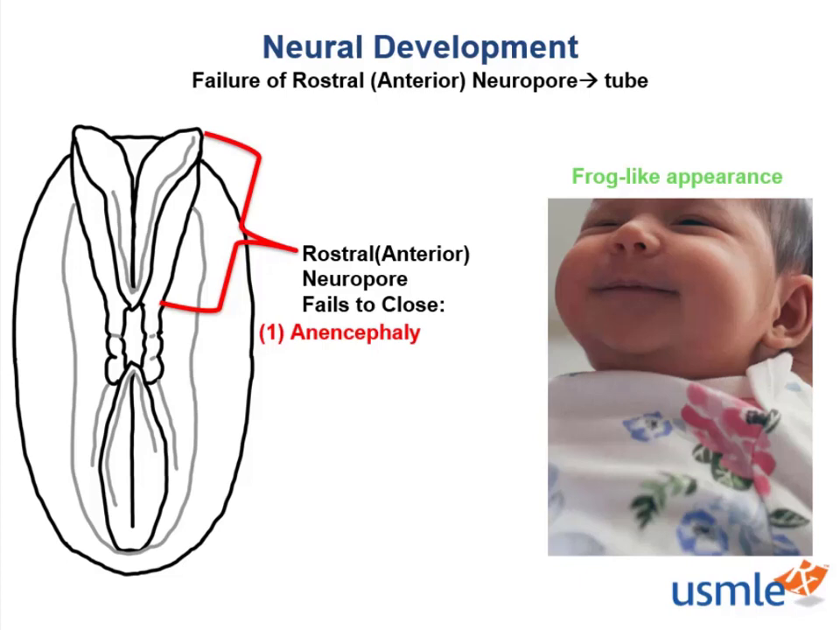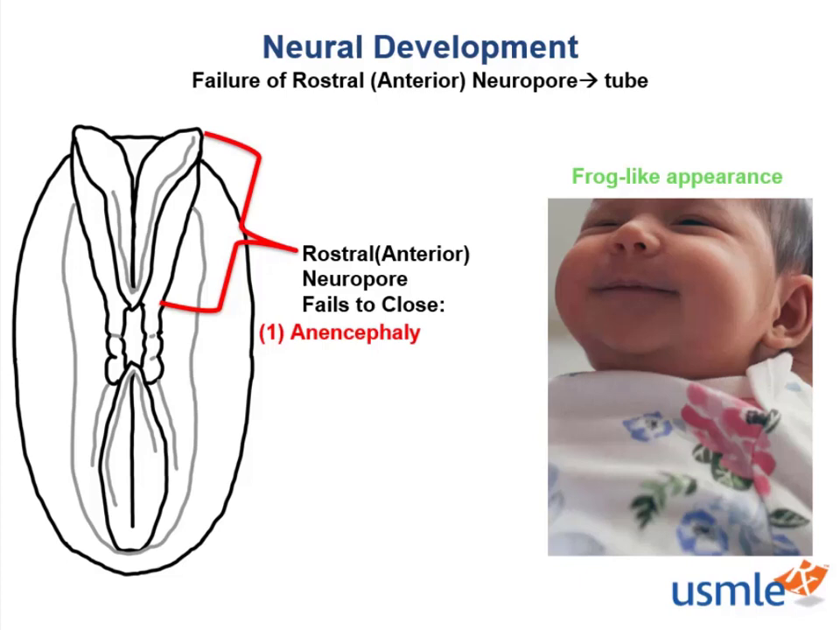This condition is sadly not compatible with life, and I recommend you do a quick Google search to see exactly what this condition looks like, as the boards will likely show you a picture and then ask you what is the underlying mechanism. The answer is failure of the anterior neuropore to close into the neural tube.